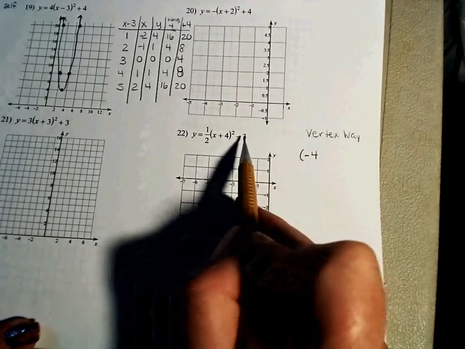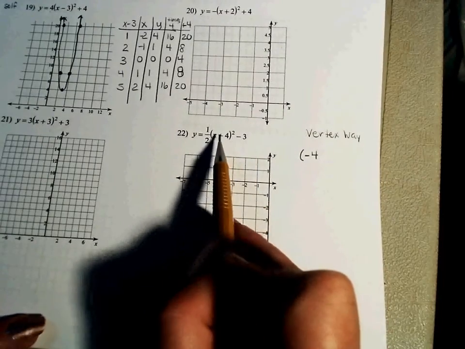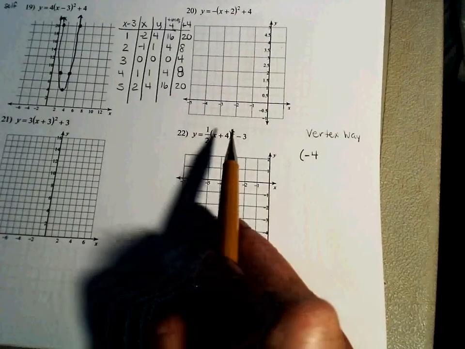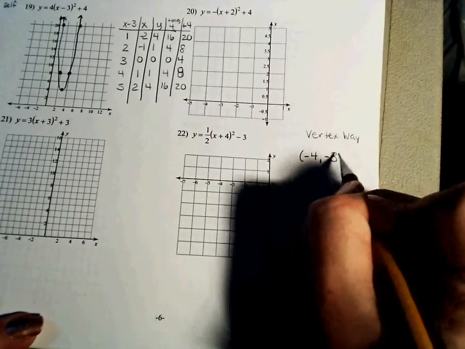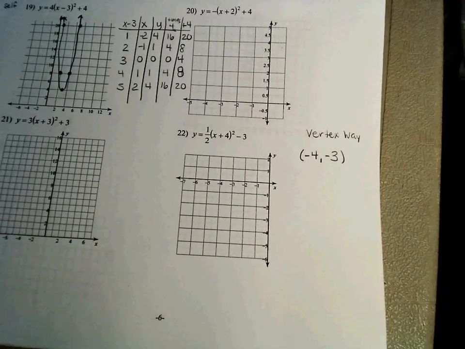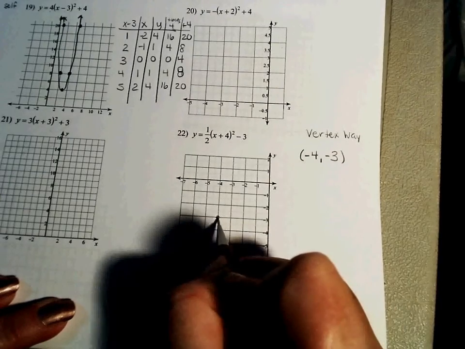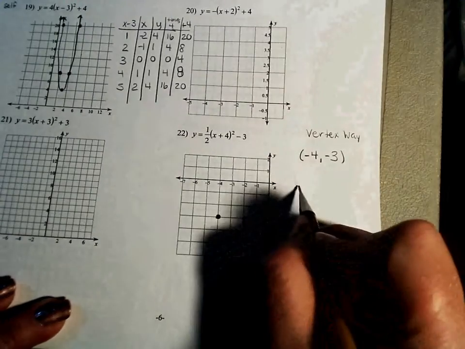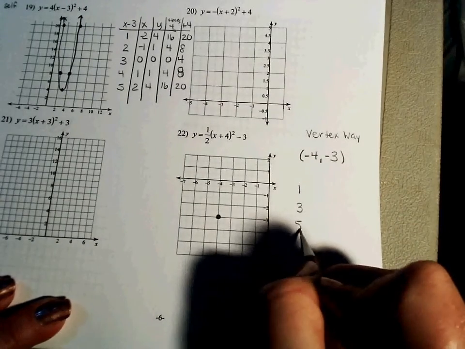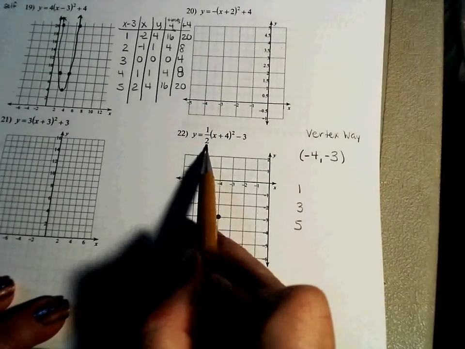Now the y's behave themselves. The x is misbehaved, so it's opposite. The y's behave, it says -3, so it behaves. My vertex is -4, -3. So plot me a point there. These are counting by ones, so that's my vertex. Then we write 1, 3, 5, just like we did yesterday. And this is the A.